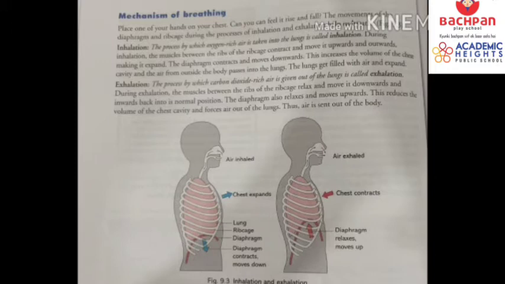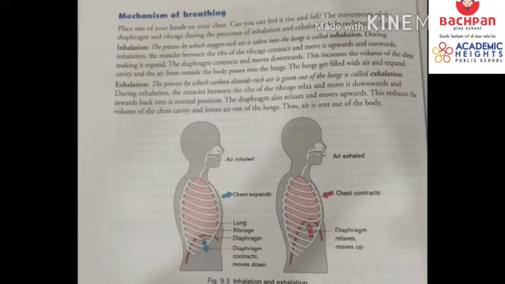help us breathe. Inhalation, what is inhalation? The process by which oxygen rich air is taken into the lungs is known as inhalation. And during inhalation, the muscles between the ribs of the rib cage contract and move it upwards. So what happens when we inhale? We take in air. जब हम air लेते हैं inside through our nostrils, what happens?